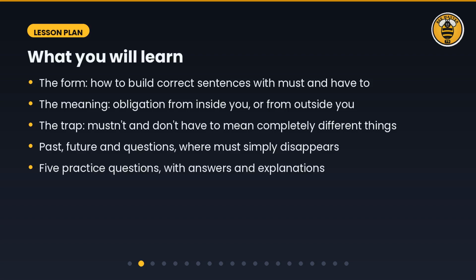Here is the plan. First, the form, how to build a correct sentence with each verb. Then the meaning and the small feeling that separates them. After that, the trap. Mustn't and don't have to look similar, but they mean opposite things. Then past, future and questions, where must simply disappears. And at the end, 5 practice questions with full explanations.